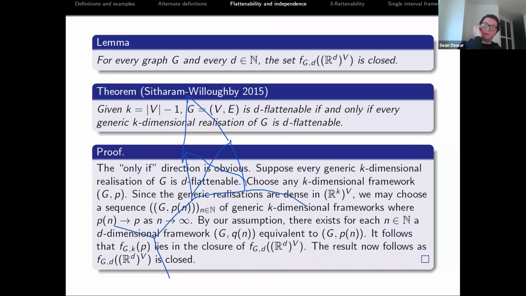My plan for Thursday, by the way, for everyone, is to cover 3-flattenability and then cover single interval frameworks. That's the last topic, which I'll go into more detail then. Which is why we brought up Cayley configuration spaces earlier. Yeah, one of the reasons.